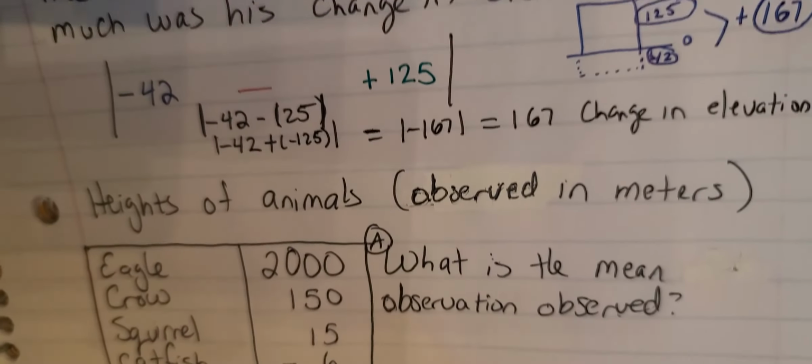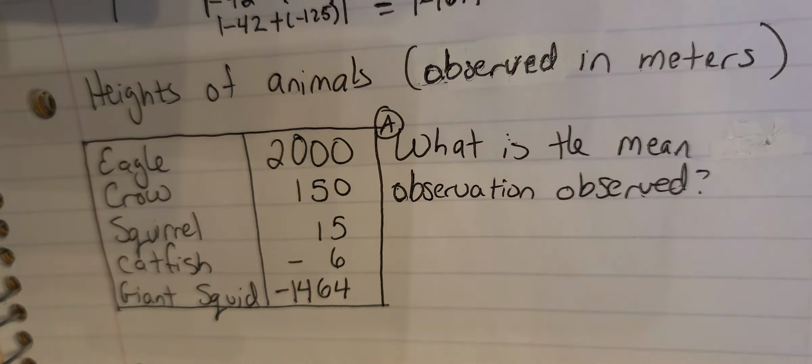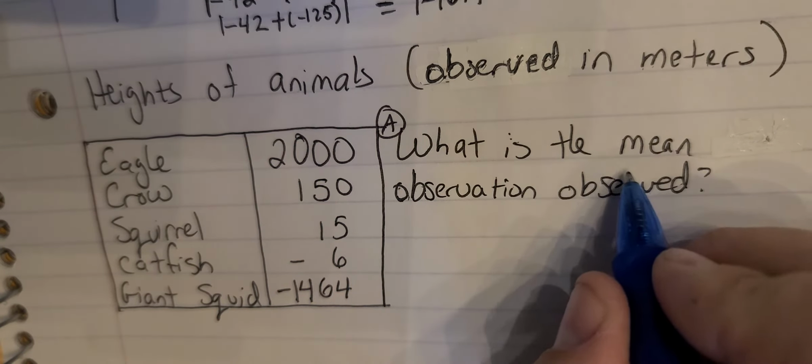Now, the next one's a two-part question. The heights of animals were observed in meters. We have an eagle that was 2,000 meters above ground, a crow that was 150 meters, a squirrel that was 15 meters in the air, a squirrel was not flying, the squirrel was in a tree, a catfish at negative 6 meters, and a giant squid at negative 1,464. What is the mean?